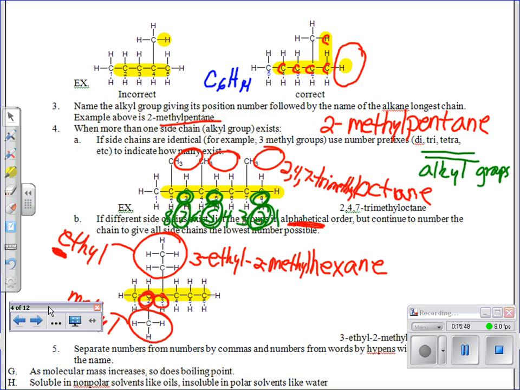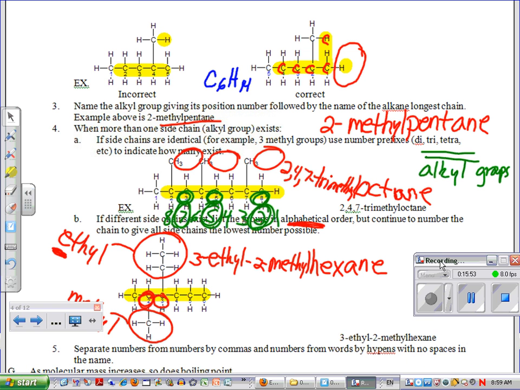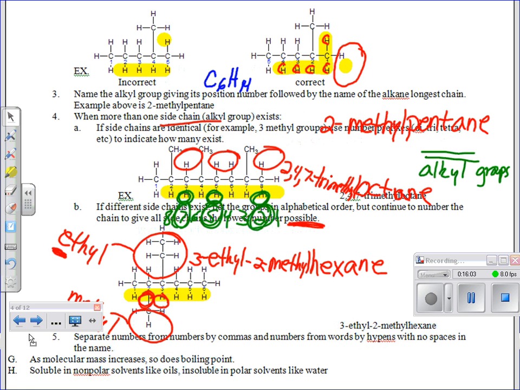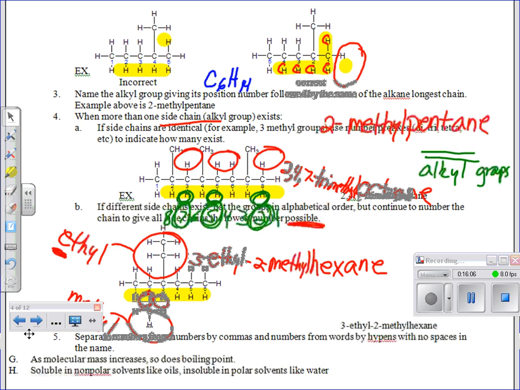Now, on this next one, let's see if we can move some stuff here. This is just what we were talking about. You separate numbers from numbers with commas and numbers from words with hyphens. And then this is just some other information for you.